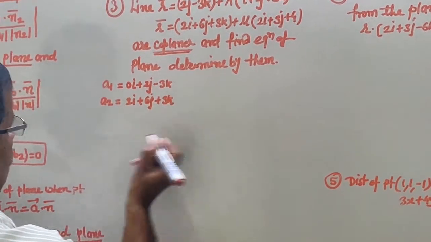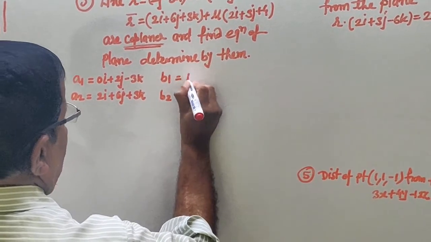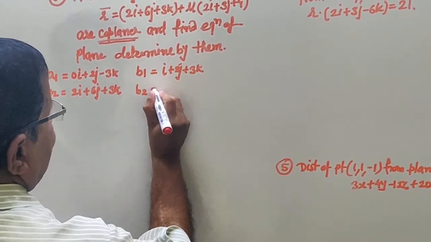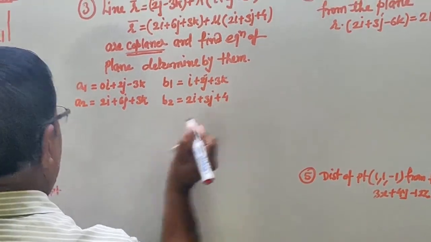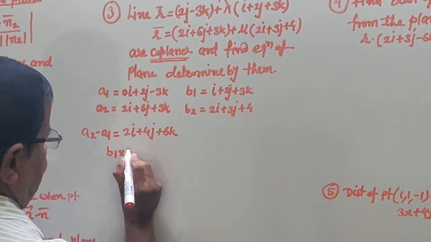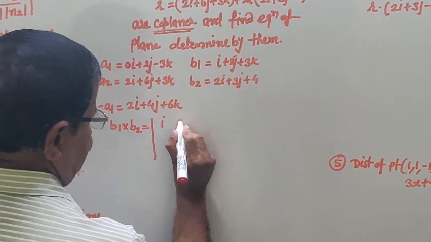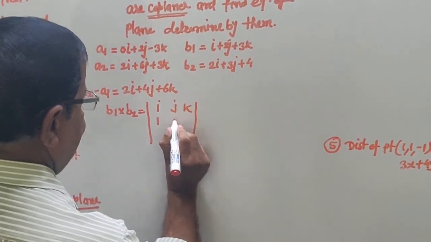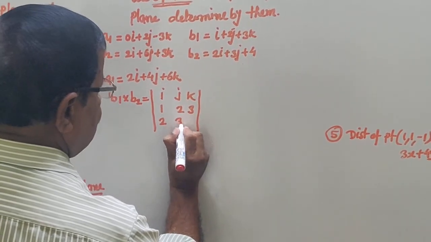Now what will I get? Write down b1 and b2 also. b1 is i plus 2j plus 3k. Now b2 will be 2i plus 3j plus 4k. Now I have to solve b1 cross b2. Okay, now what will I write down here? i, j, k. The values of b1 are 1, 2, 3, and b2 is 2, 3, 4.